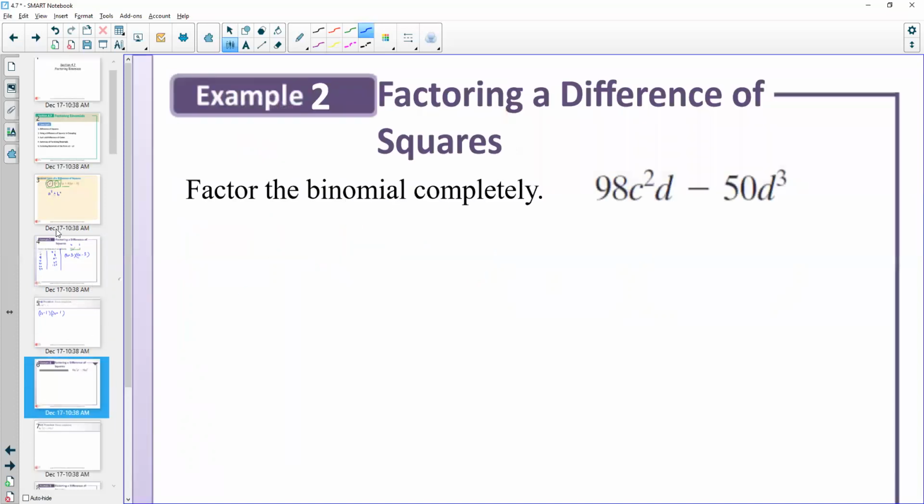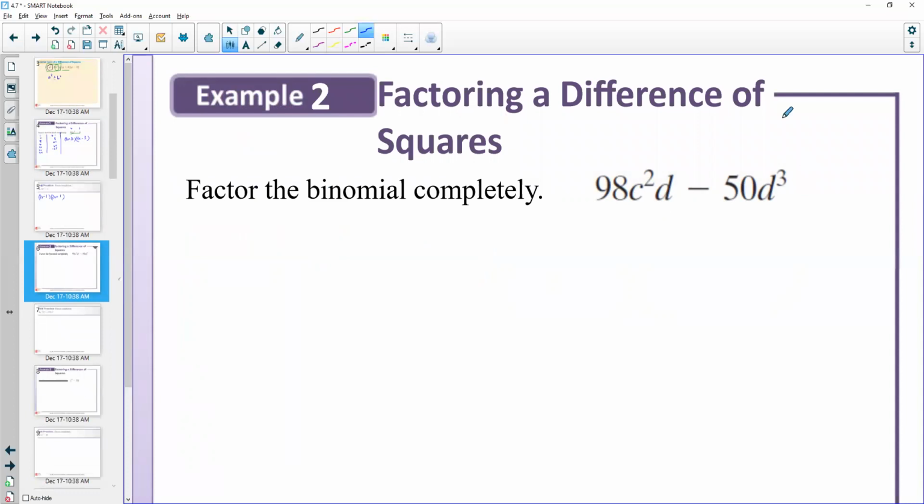Okay, let's look at another one. This one is funky looking. It certainly doesn't look like a difference of squares. It's a difference, but I don't see a square here. But I do see common terms, okay? So sometimes perfect squares are buried underneath things. So let's see, if there are common terms here, what are they? I see, they're both even, so it's got to be a 2, right? And then they both have a d.